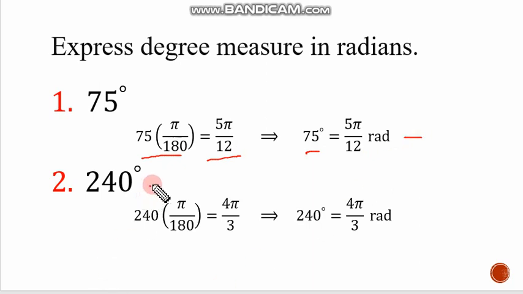Number 2, 240 degrees. So 240 times pi over 180. So that's equivalent to 240 over 180. Let's divide both numerator and denominator by 60. That's 4 pi over 3. So 240 degrees is equal to 4 pi over 3 rad.